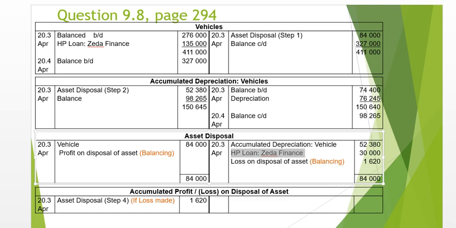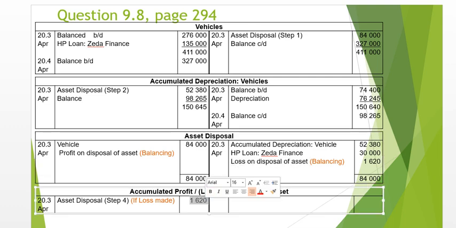And then step 4 is to finally just balance out our asset disposal account. And if we balance it out, we find that we are short on the credit side, so we will balance out our credit side by 1,620 on the 1st of April 2003. And if your balance is on a credit side in your asset disposal procedure, then that means you made a loss on disposal of this asset. So we will then debit our accumulated loss on disposal of asset account coming from the asset disposal account. Okay. So that's everything relating to the 1st of April 2003.